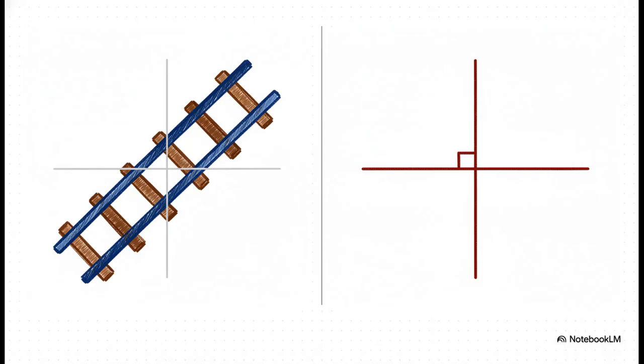Now, using slope, we can describe exactly how lines relate to each other. Parallel lines are like train tracks. They have the exact same slope, and they will never, ever cross. Perpendicular lines are the ones that meet at a perfect 90-degree angle, like the corner of a square. And their slopes have this special relationship. They are negative reciprocals of each other.